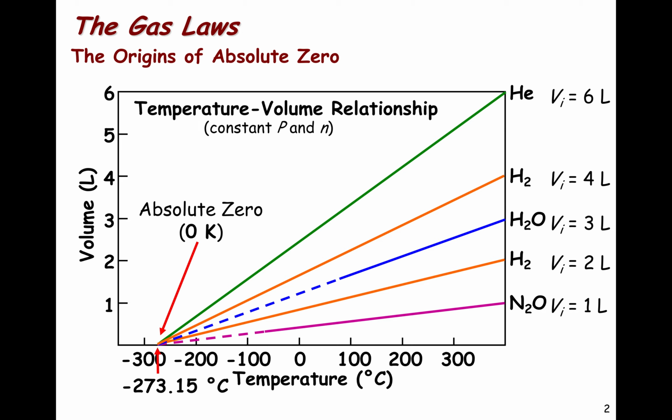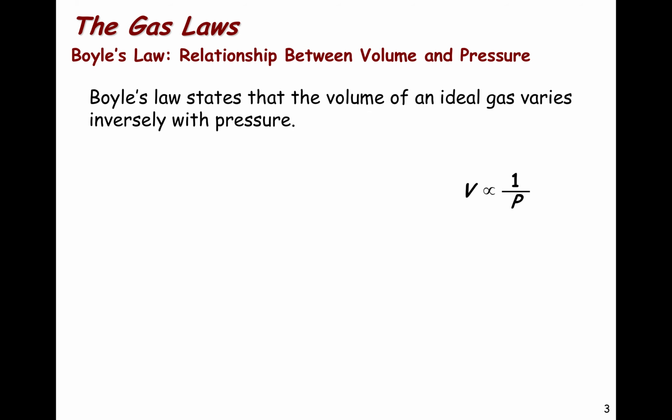We call that absolute zero on the Kelvin scale, and therefore all of our temperatures on the Kelvin scale are positive. And we must use these in our calculations using the gas law. It turns out that we know that there is an inverse relationship between the pressure and the volume, and this is known as Boyle's law.